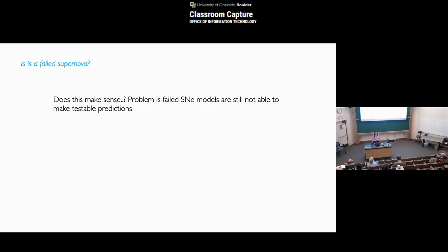Well, the problem with this kind of theory is that the models of failed supernovae aren't really tight enough to make any useful predictions that we can actually go and test. So a paper by Lovegrove and Woosley suggests that any outburst from a failed supernova, you would expect to see a little outburst, should last around 500 days. This one was much shorter. I think it was about 100 days.